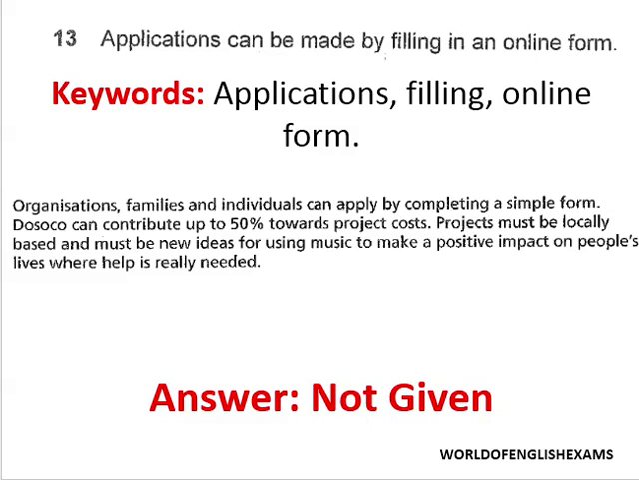Applications can be made, that means it is possible to apply by filling an online form. So you can fill an online form and apply. Let's see, the keywords are applications, filling, online form. Let's read the paragraph. Organizations, families and individuals can apply by completing a simple form. They are just telling you have to complete a form, that's it. But is there anything given that you have to fill an online form? Did you find the related context? No, we did not find any related context.